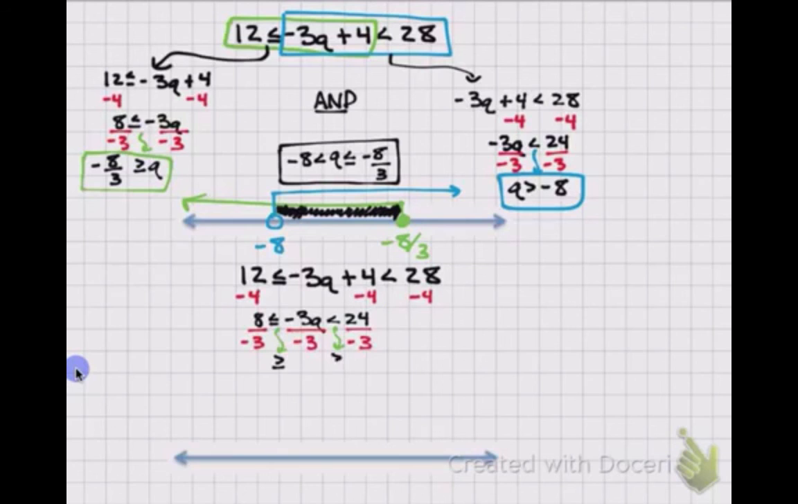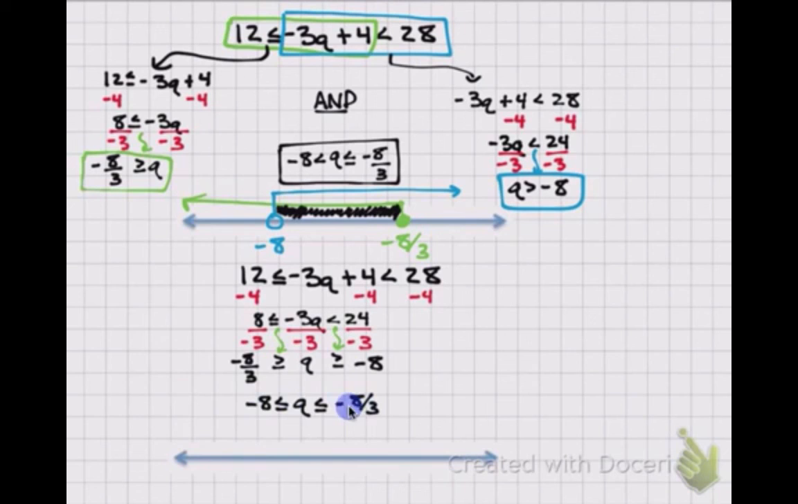And so we end up with this statement. We've now got our q, and we've got our negative 8/3 is greater than or equal to q, which is greater than or equal to negative 8. By convention, we really prefer to write our inequality going from left to right on the number line, so I'm going to quickly rewrite that as negative 8 is less than or equal to q is less than or equal to negative 8/3. And then, you know what you can do?